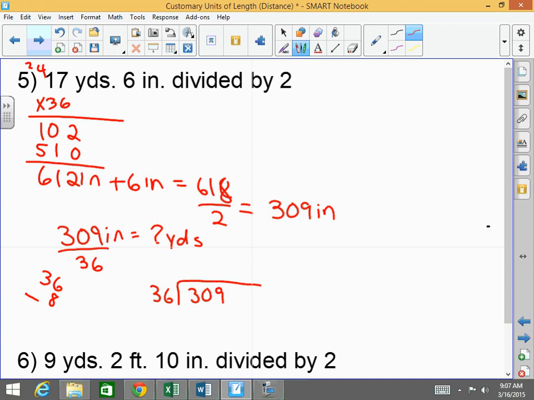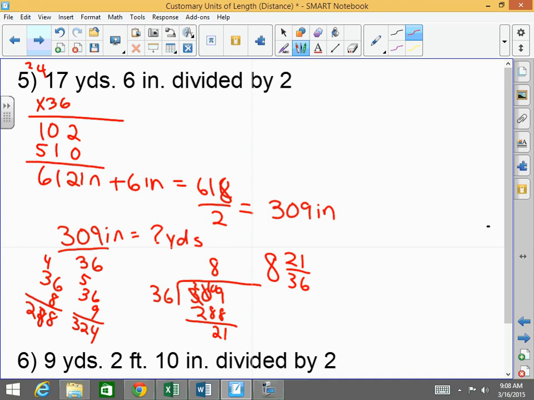Let's try 8. We got 8, 4, that's 288. Let's try 9. We got 4, 5, that's 324. That's too much. So we're going to go in 8 yards. So 8, that's 288. Subtract, we got 1. Make that a 10. Okay, so we've got 8 yards and 21 over 36 yards. If I wanted this in yards.